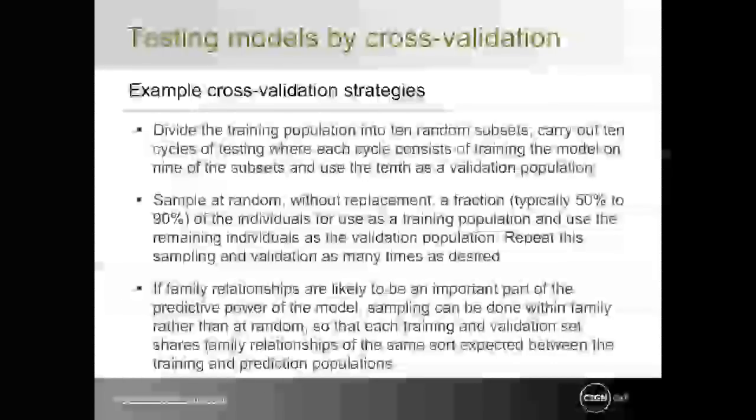Ideally, the relationship between the two subsets of the training population should be similar to the relationship between the training and the prediction population. If the relationship between the two subsets of the training population, that is, full siblings, is different from that between the training and prediction populations, that is, parent-offspring, then the predictive accuracy observed in cross-validation studies may not accurately reflect the accuracy that will be obtained in predicting the phenotypes of the prediction population.